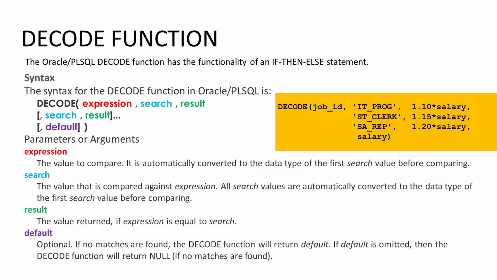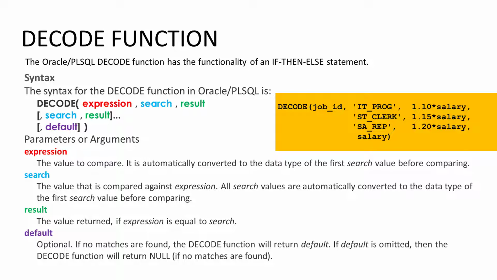Now the decode function. The Oracle PL/SQL decode function has the functionality of an if then else statement. The basic syntax for the decode function is decode, after that we have to write the expression, search, result. If there are more search and result pairs, we write them one after another. At last provide the default result if not satisfied by the search against expression.